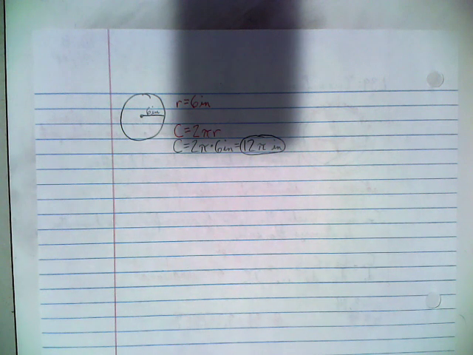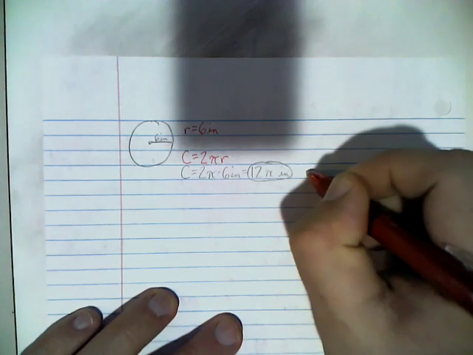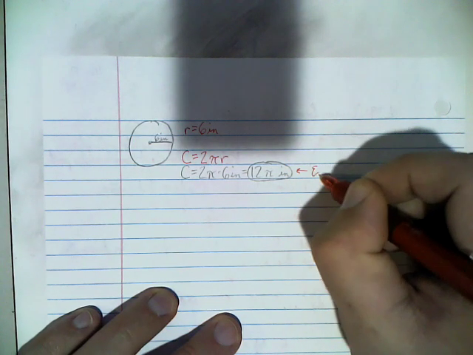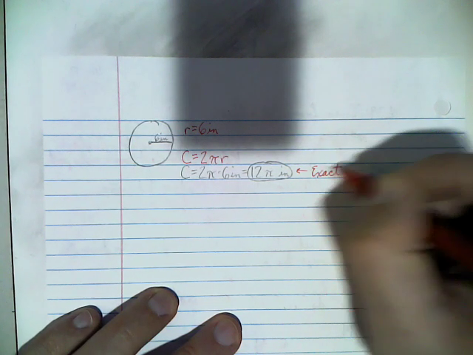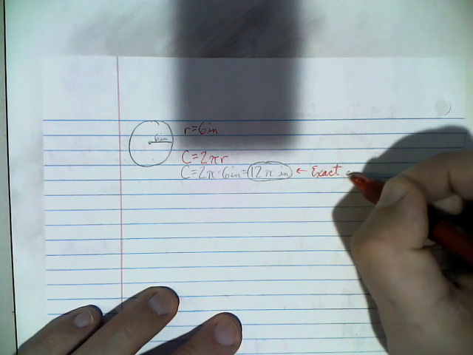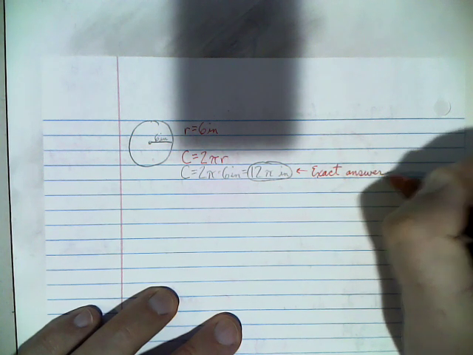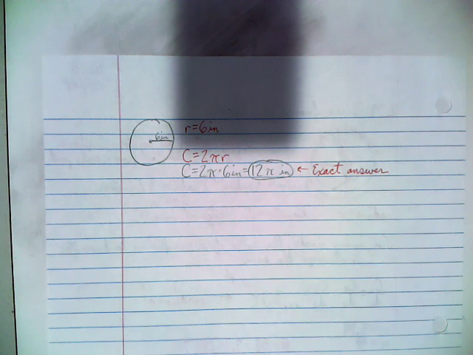Now, you may be thinking that I made a mistake. I did not. What we have here is the exact answer. The exact answer is 12 pi inches. Now remember, ladies and gentlemen, that when we're using irrational numbers, we can only use them symbolically. Now this may not be a very helpful answer.